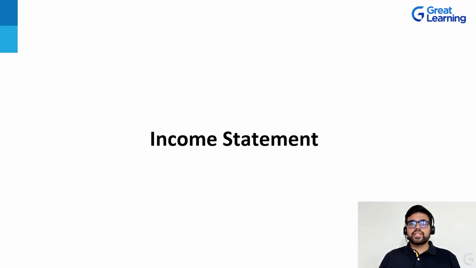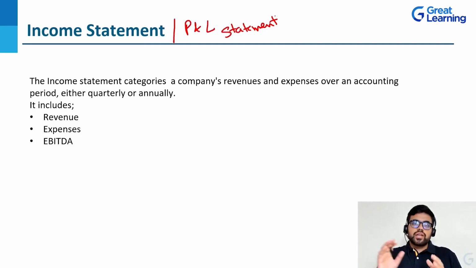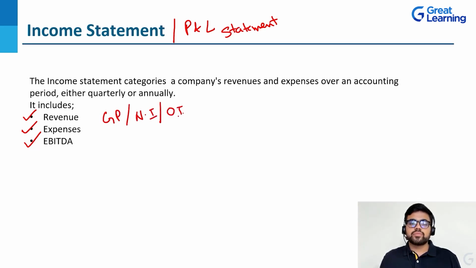So the next financial statement that we are going to discuss is called the income statement. The income statement tells us about the revenues, expenses and the tax incurred by a company in a particular period of time, maybe a quarter or annually. This is also known as the profit and loss statement. In a nutshell, it tells us about the profitability of a company. The main headers are revenue, expenses and EBITDA. From these three headers, we calculate a number of things like gross profit, net income or operating income. All these things are calculated using these three headers.